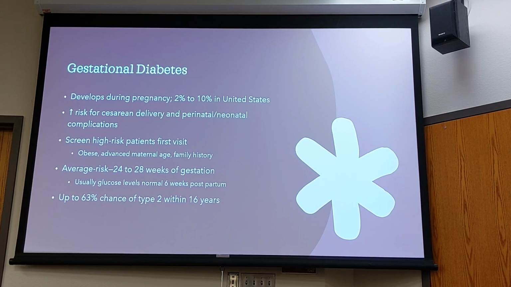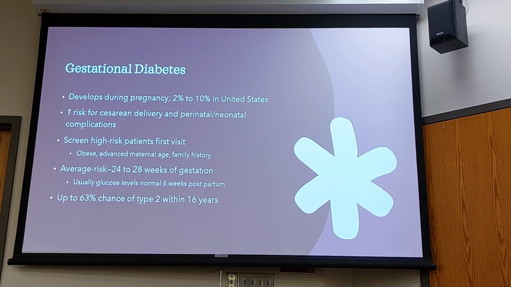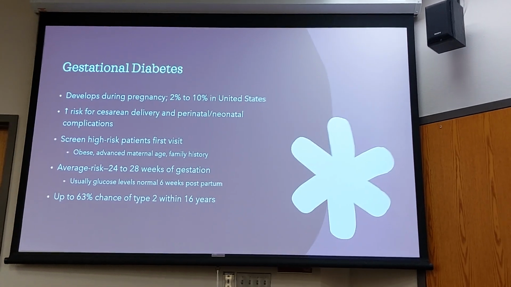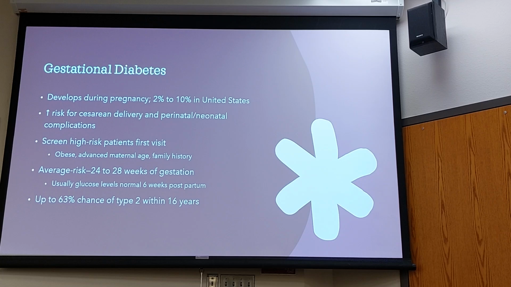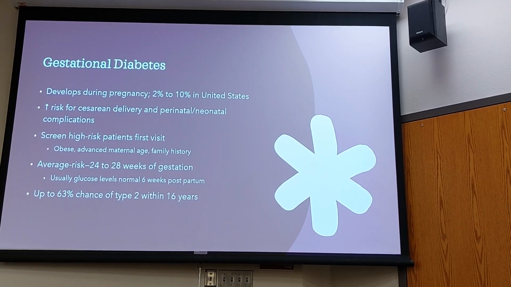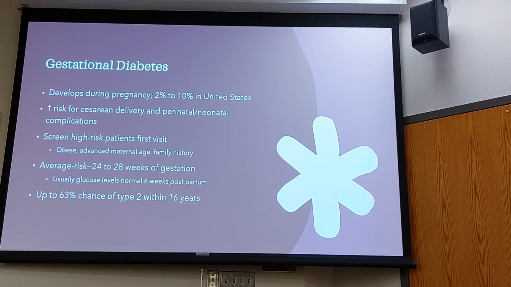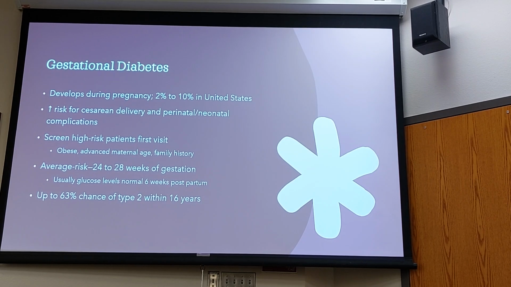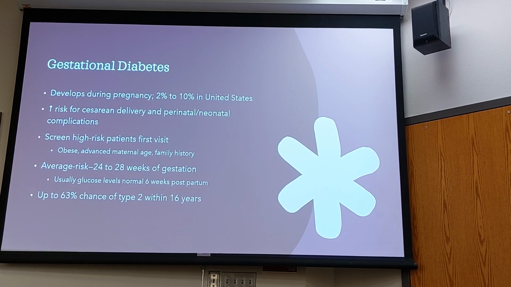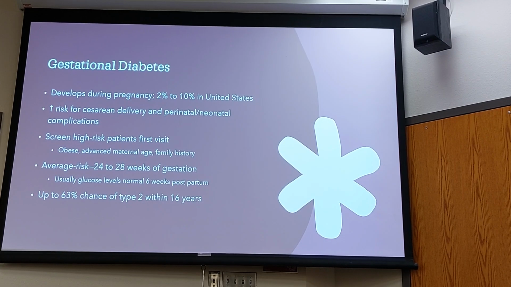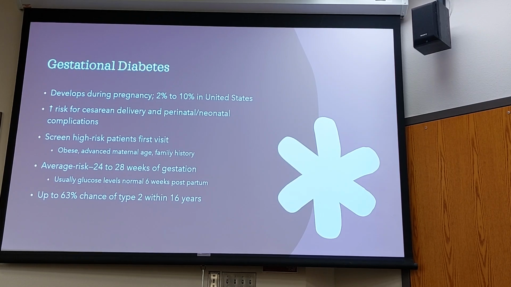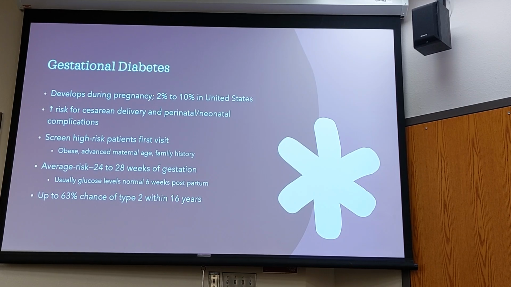Here's your slide on gestational. We've talked about type 1, type 2, and gestational a little bit, about 2 to 10% in the United States. Increases risk for cesarean, this I'll review. We're going to screen them during their prenatal care. Let's see, onset of this is about 24 to 28 weeks gestation. It's going to require some close monitoring. And then there's a pretty high chance, 63%, that they can develop type 2 within 16 years. But usually, as soon as the baby's delivered, it's not an issue anymore. They're discharged from a diabetic educator.